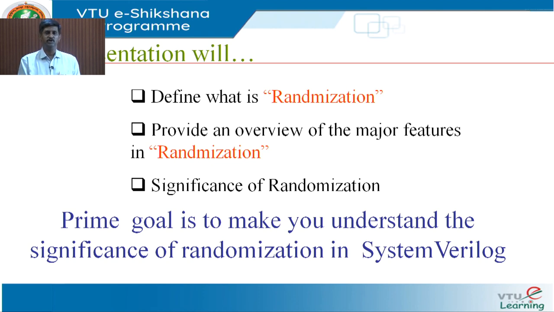Maybe using the OOPS features, maybe using the two-state or four-state data types of SystemVerilog, as well as considering all test bench generation techniques, and listing out the major features of randomizations. After looking at the features, we will put these things to applications, where randomization looks for major significance of its appearances. That may be considered with one part of the design verification and the other part of the design also. The aspects will vary with respect to that.